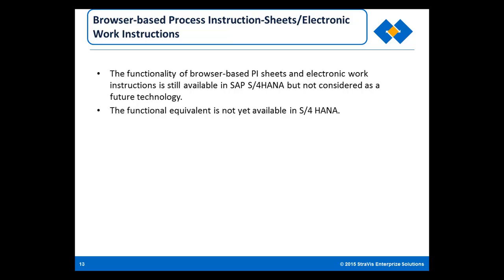So the same thing can be used if you want. The only difference is that earlier there were 2 types of PA sheets: one is ABAP list and another is browser based. Now in S4HANA only browser based PA sheets can be generated, no more ABAP list based. However, electronic work instructions have no changes.